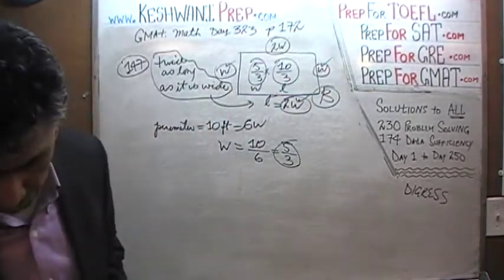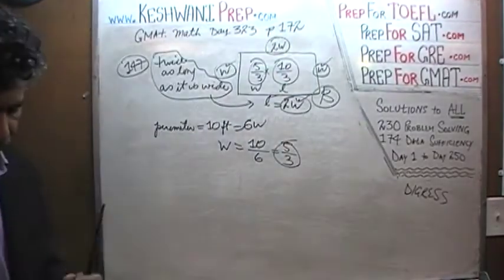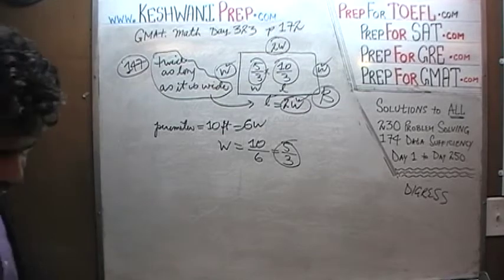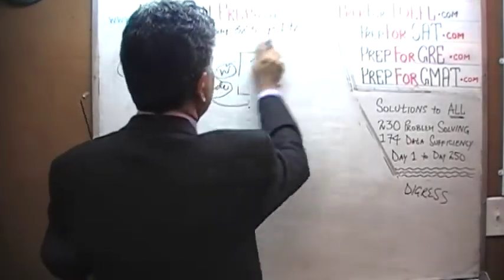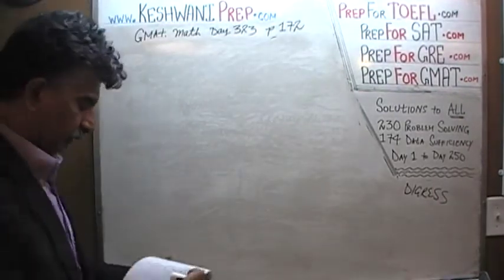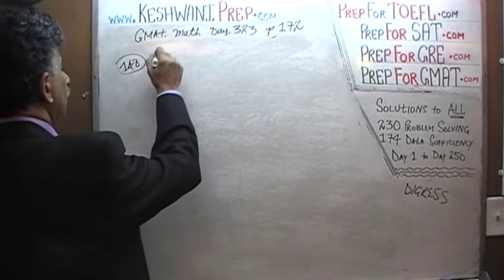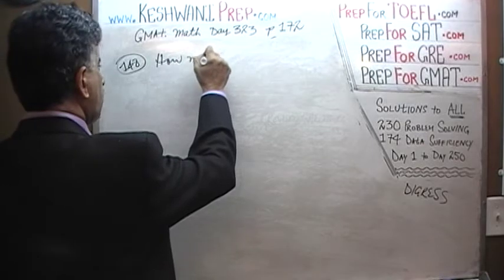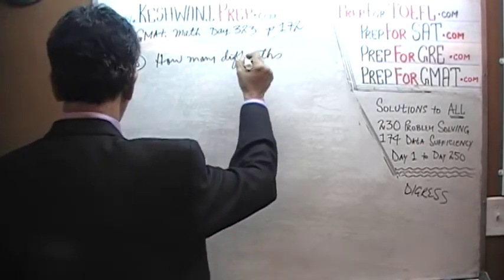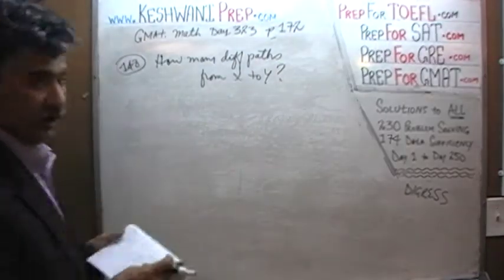Let's go to the next one. Number 148. I don't know how long the video has become already, but we'll keep on going. In 148, we are told how many different paths there are from x to y. Well, let's begin our journey, shall we?